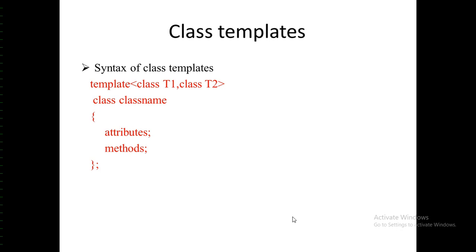So the syntax of creating class templates: template <class T1, class T2>. Here T1 and T2 are the generic data types. Then the class name, attributes and methods. That is, the class has some basic attributes and methods, but those attributes and the methods' return types are generic, that will be T1 and T2.